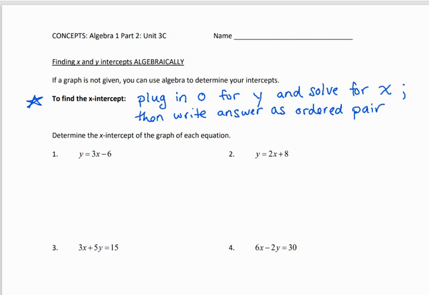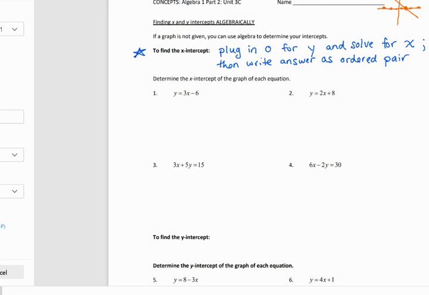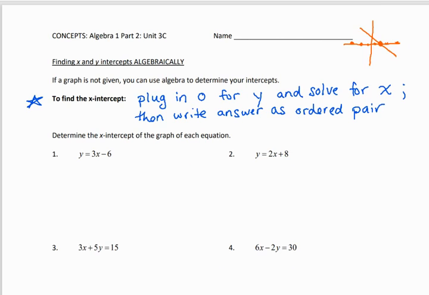Remember, and you don't need to jot this down, but you can just look at my little picture here. Our x-intercept was where we crossed the x-axis. And any time I cross the x-axis, that y value is 0. So no matter where I am, whether it's this point, this point, this point, all of those points have y values of 0. So that's why we plug in 0 for y. Okay? So let's try some of these out.